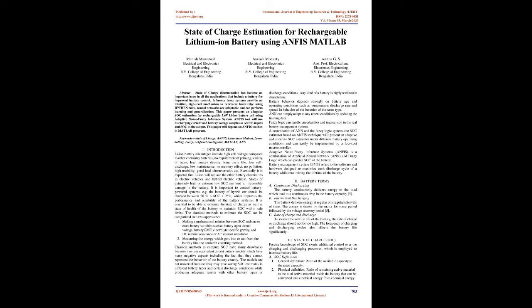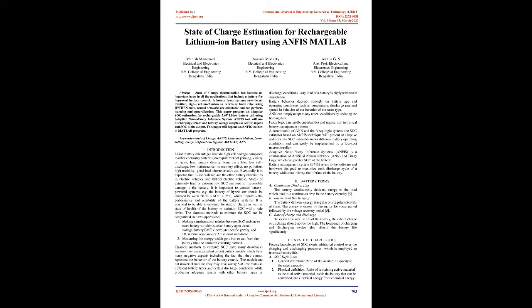The classical methods to estimate the SOC can be categorized into two approaches. 1. Making a mathematical relation between SOC and one or more battery variables such as battery open circuit voltage, battery EMF, electrolyte specific gravity, and DC internal resistance or AC internal impedance. 2. Measuring the energy which gets into or out of the battery, like the Coulomb counting method.